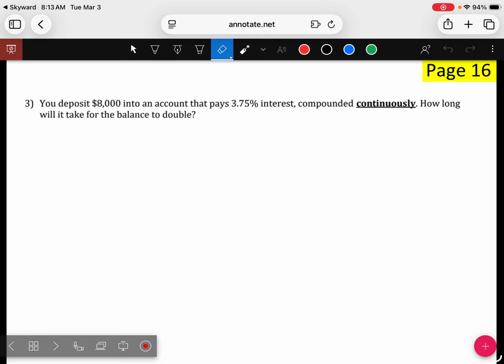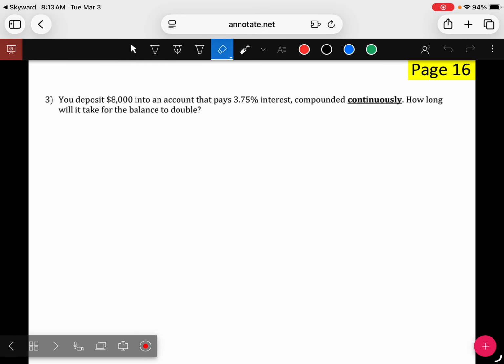All right. Page 16, number 3. It says you deposit $8,000 into an account that pays 3.75% compounded continuously. How long will it take for the balance to double? Who remembers from chapter 5? What is the formula for compound continuously?